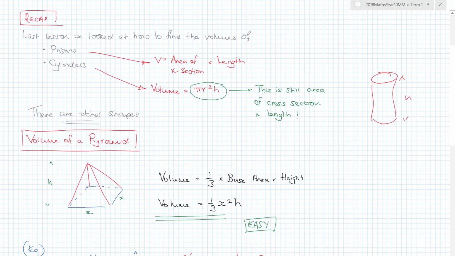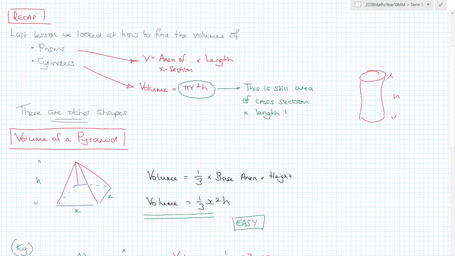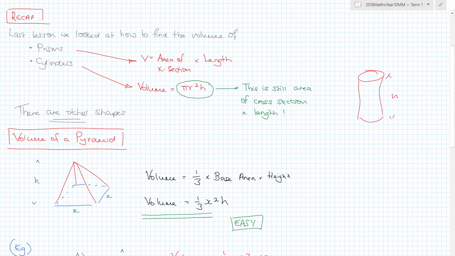But as is normal, recap. So last lesson, we looked at how to find the volumes of prisms and cylinders, and prisms are really awesome. So long as you can find the area of the cross section, you can multiply it by how far back it goes, and that will give you the volume of that prism every single time. Doesn't matter what prism it is, so long as you can find the area of that cross section, the area of that front face, whereby it will be equal all the way through. You can multiply it by how far back and it gives you the volume.